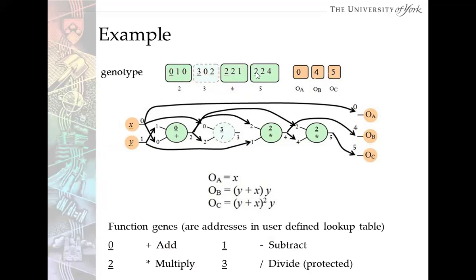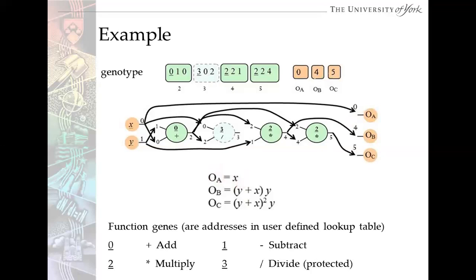To obtain the phenotype from the genotype, we look at the outputs first. So let's look at OA. You can see that it's directly connected to the first input. So that's an easy one. So OA effectively represents the equation OA equals X.